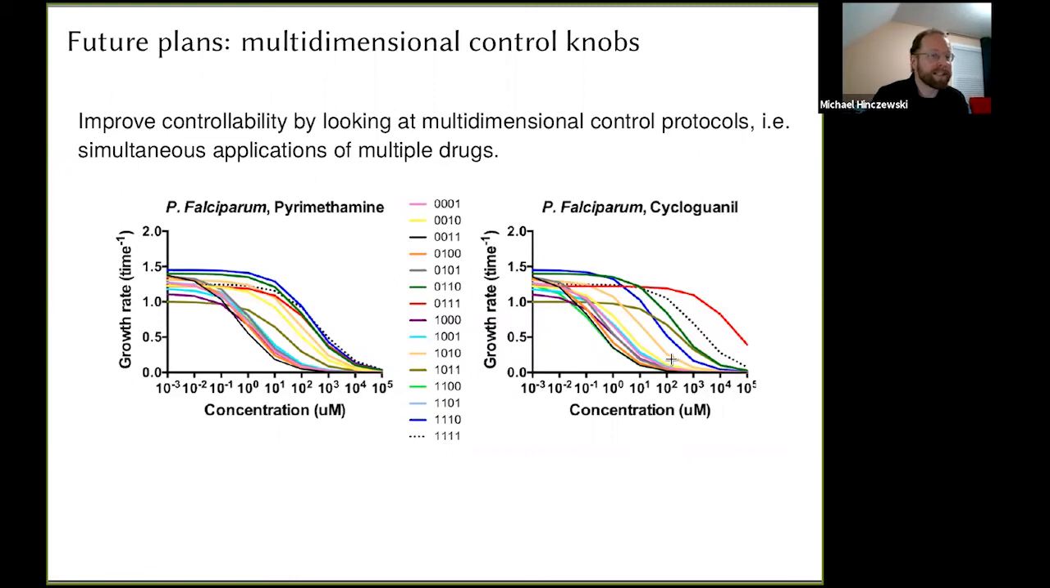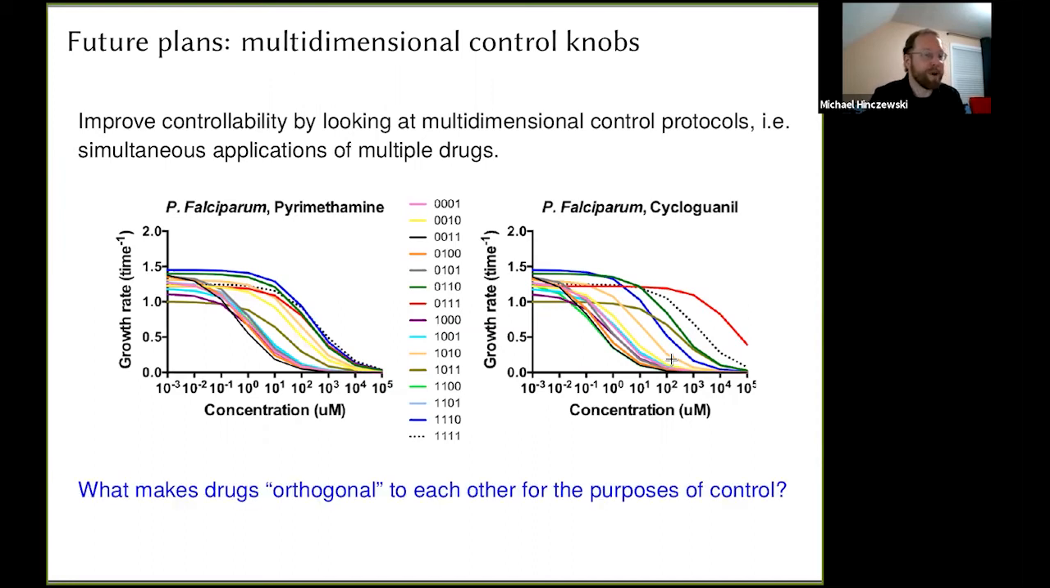And similarly with drugs, if we have multiple drugs which we're applying simultaneously, which do somewhat different things, right, we should improve controllability. So for example, if we need to approximate that added perturbation in our equation, having more drugs at our disposal, more control knobs, should allow us to get a better approximation. So that's one of the things that we're looking at.